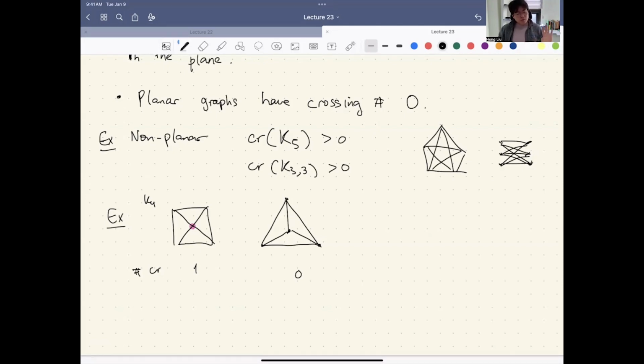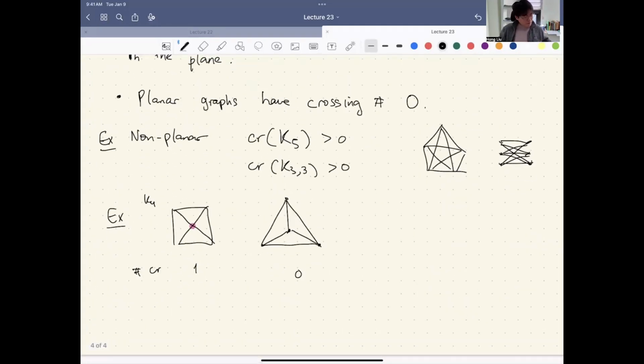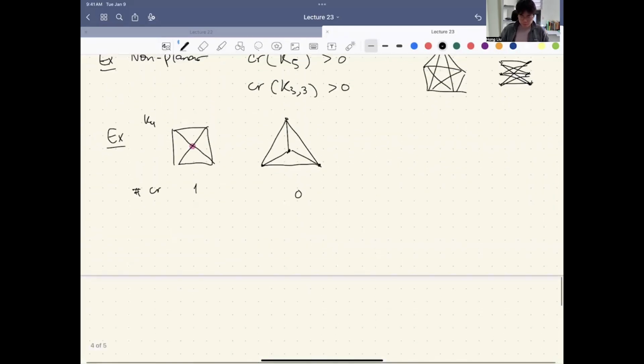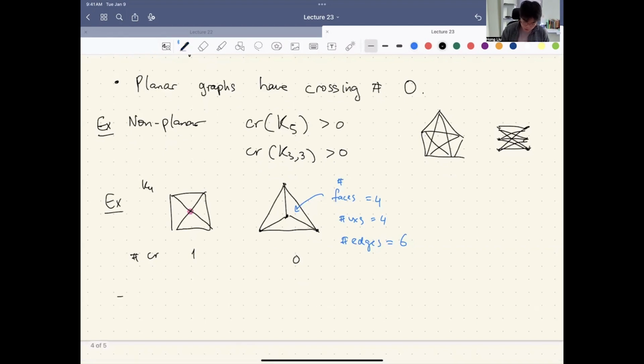Let's first recall some simple things. If we have a planar graph, we call these faces of the planar graph in a planar drawing. So this is a face. It has 4 faces here, right? Number of faces equals 4, number of vertices equals 4, and number of edges equals 6.